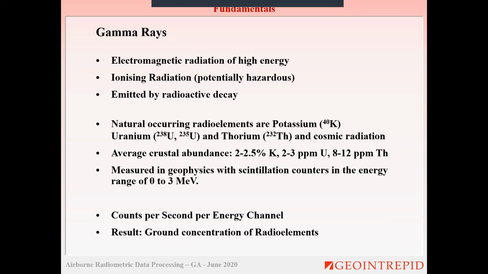Naturally occurring radioelements are potassium, uranium, and thorium, and obviously cosmic radiation. The average crustal abundance is about 2 to 3% potassium, 2 to 3 ppm uranium, and 10 ppm thorium. We measure in geophysics with standard scintillation counters in an energy range of 0 to 3 mega electron volts. Everything above that we call cosmic. We measure it as counts per second per energy channel, and obviously what we want to have at the end is ground concentration of the naturally occurring radioelements.